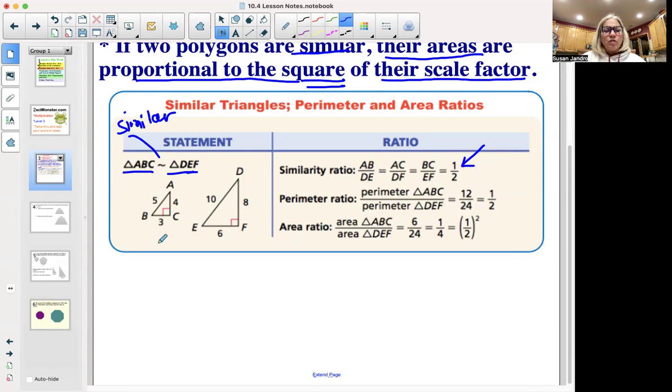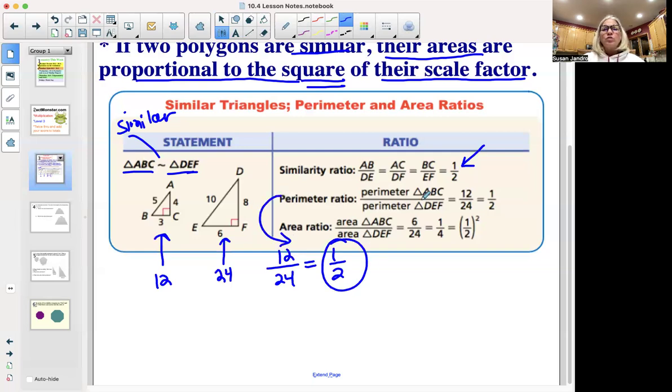Well, let's look at the ratio of their perimeters. So if I add all of those together, 5 plus 4 plus 3, I get 12. And if I add all these together, 10 plus 8 plus 6, I get 24. If I put 12 over 24 and reduce that, check that out. The ratio of the perimeter is also the same as the ratio of the sides.